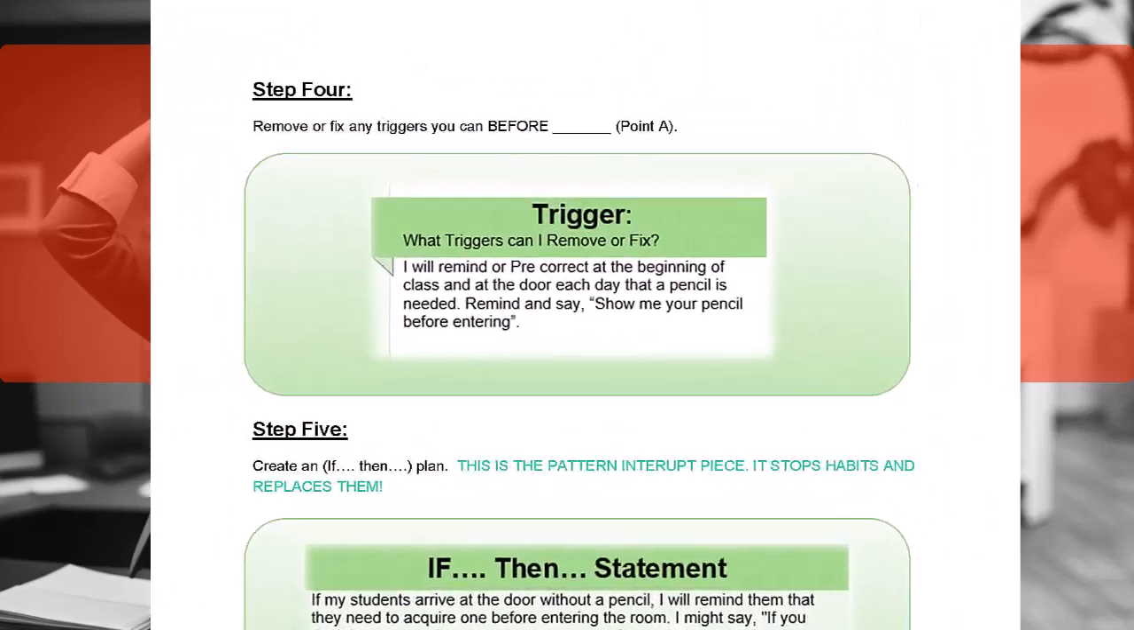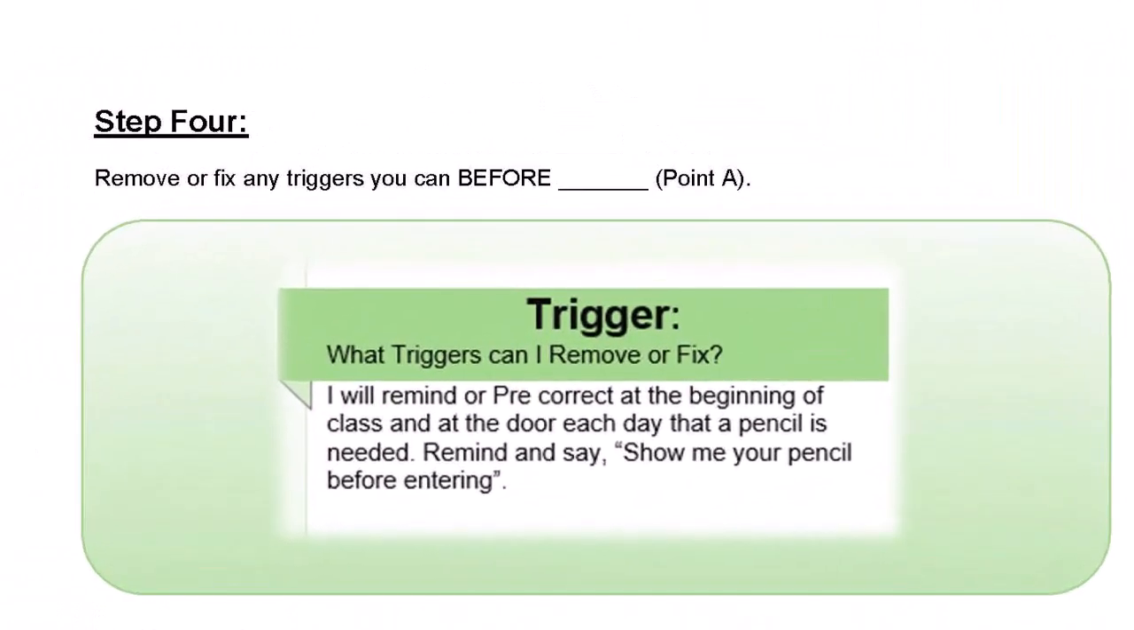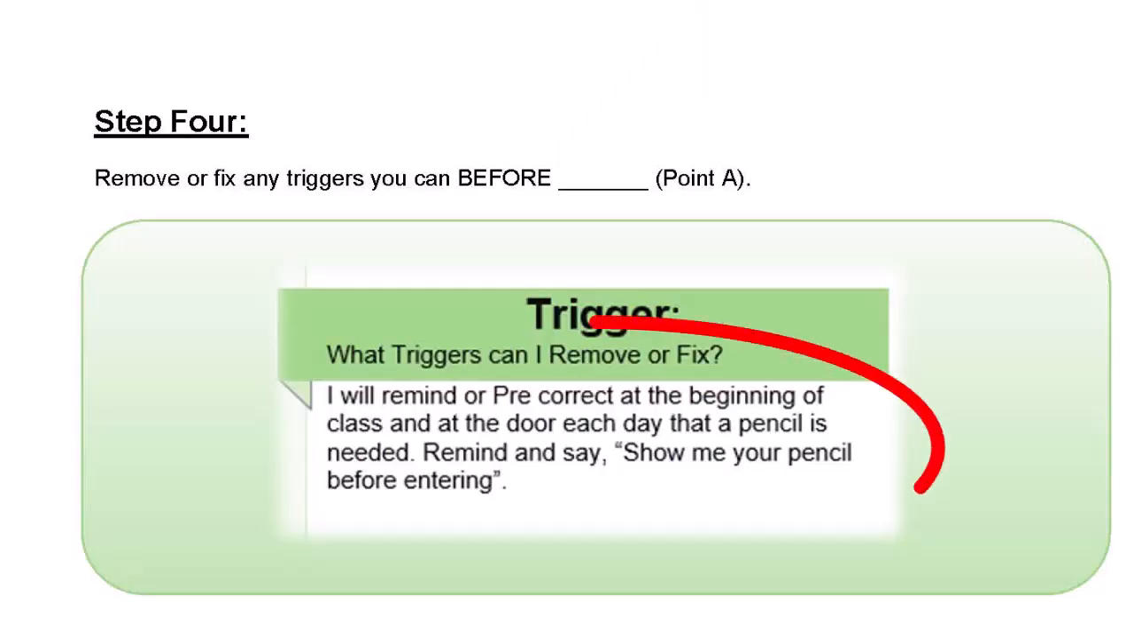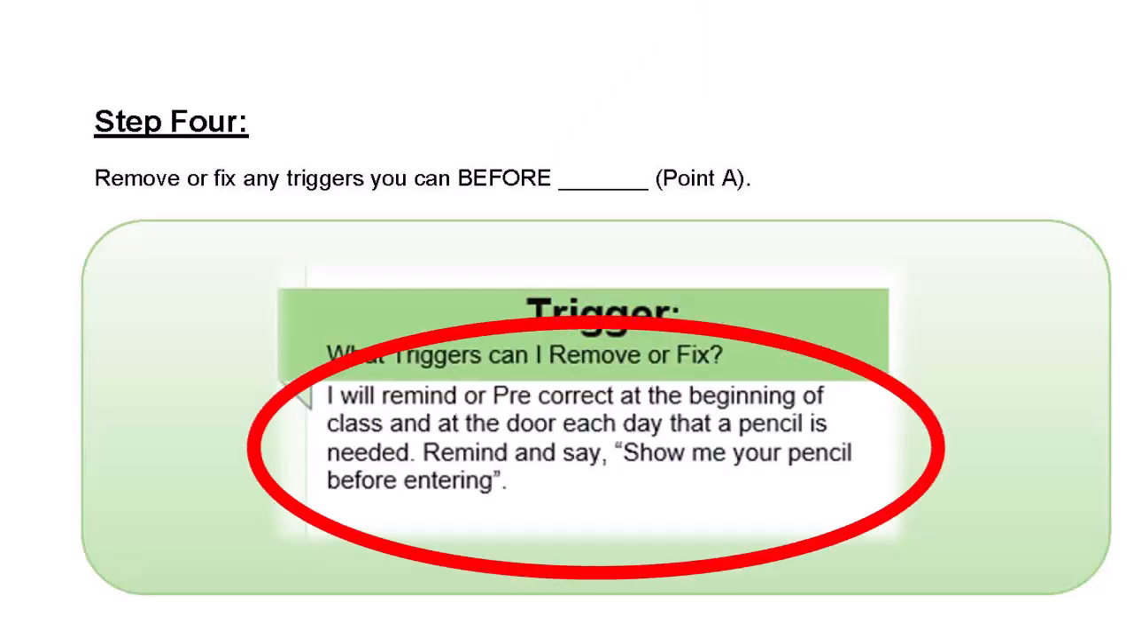Step 4, you're going to remove any triggers before point A. The trigger before was they just came from past period. Well, you can't not let them go to past period. So what you're going to do is modify that a little bit, come up with a plan to do some pre-corrects to make sure that they actually have the pencil as they're coming in. Perhaps you're standing at your door and you're saying, make sure you have a pencil before you come in. Show me your pencil before you come in.